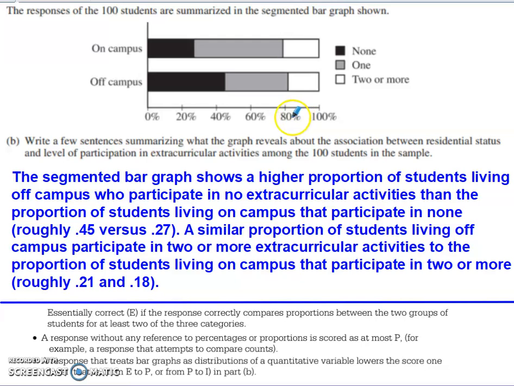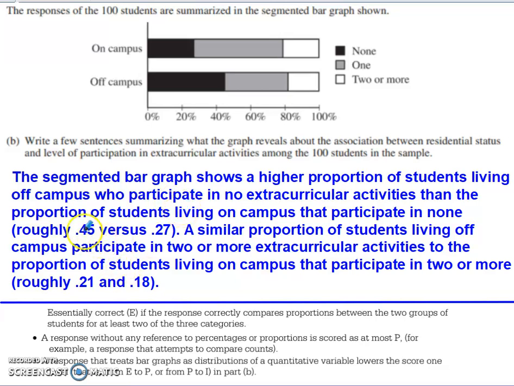So what I notice right away is clearly we've got a much longer stretch of dark shading for the off-campus portion of the bar graph than we do for the on-campus. So right away I commented on that. So the segmented bar graph is showing a higher proportion of students living off campus who participate in no extracurricular activities than those that participate on campus.